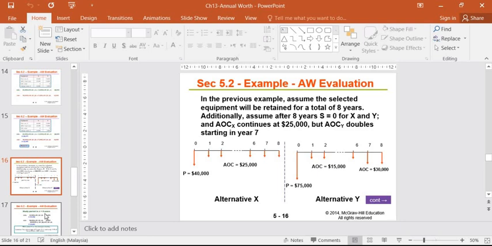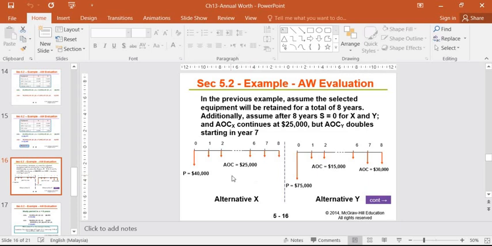So this example, we are talking about retain for a total of 8 years. Assume after 5, S is 0 for X and Y. AOC for X is continued at 25. That means it's a straight, fixed value. But for Y it doubles, starting at year 7. Year 7 is double. Initially it is 15, so we get to 30.